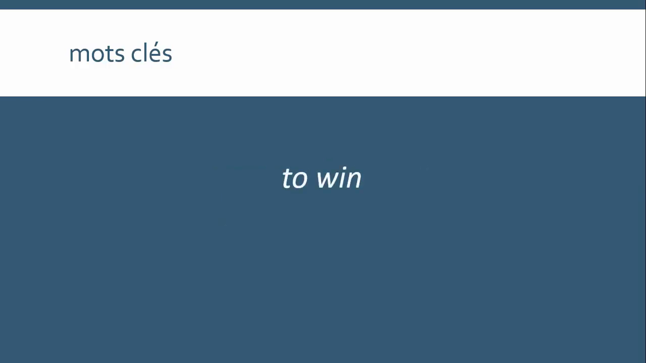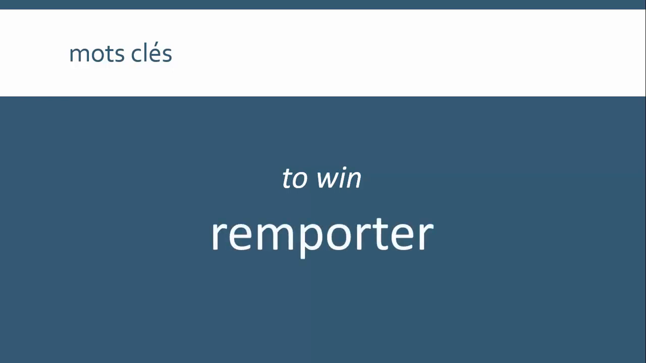Next, we have to win. Now, you may already know the verb gagner, and indeed you can say gagner une élection. But in journalism, when we're talking about elections, we generally say remporter. Remporter une élection. Donald Trump a remporté l'élection. Okay, this is what you'll see more often. If anything, remporter is slightly more formal than gagner. But it's kind of just the terminology that we use. It's sort of a journalism standard.